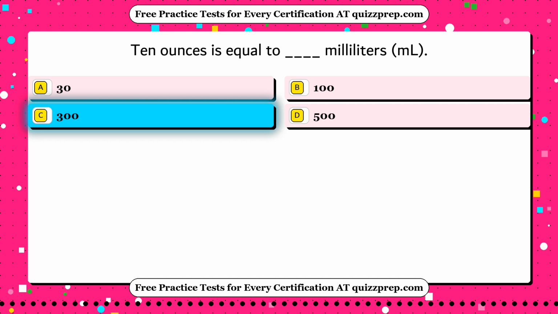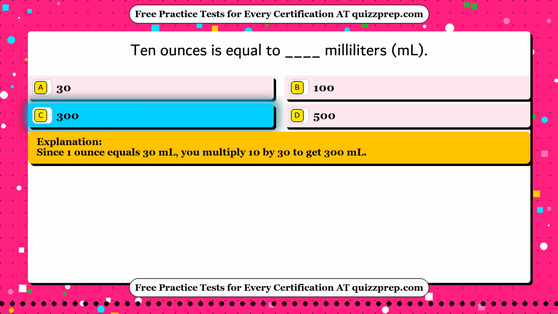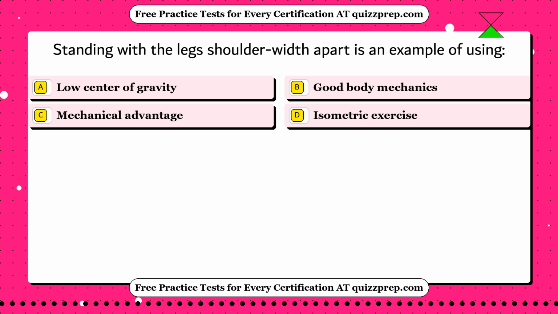The correct answer is option C, 300. Since 1 ounce equals 30 ml, you multiply 10 by 30 to get 300 ml. Question 100. Standing with the legs shoulder width apart is an example of using option A, low center of gravity. Option B, good body mechanics. Option C, mechanical advantage. Option D, isometric exercise.